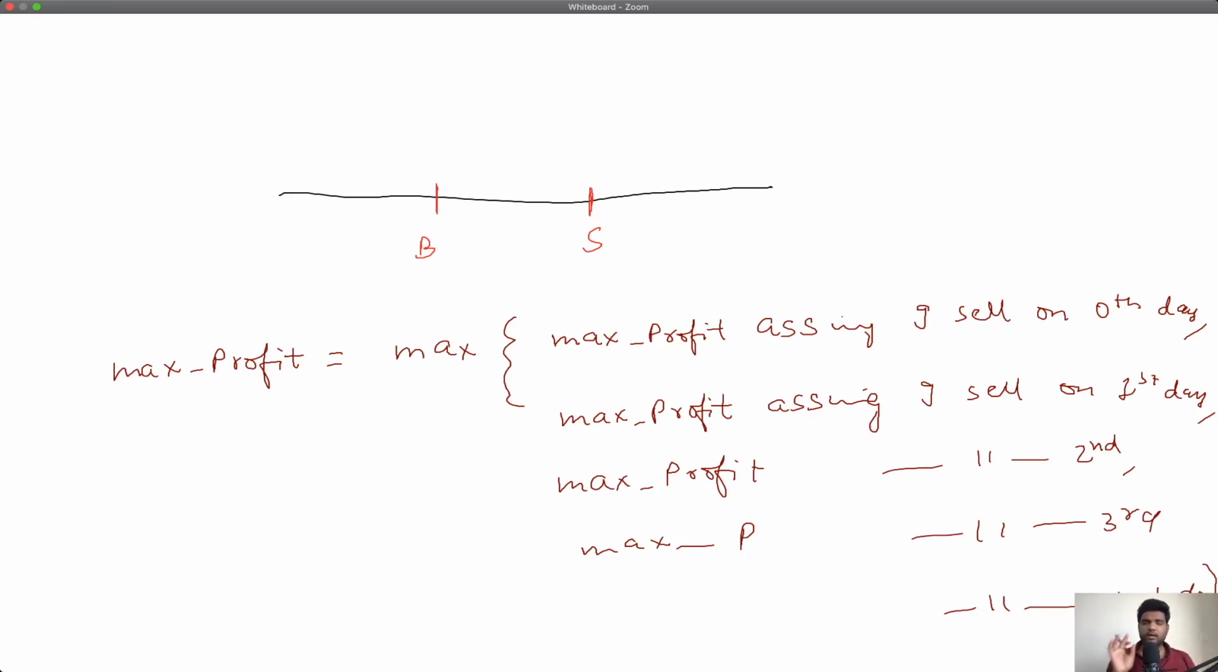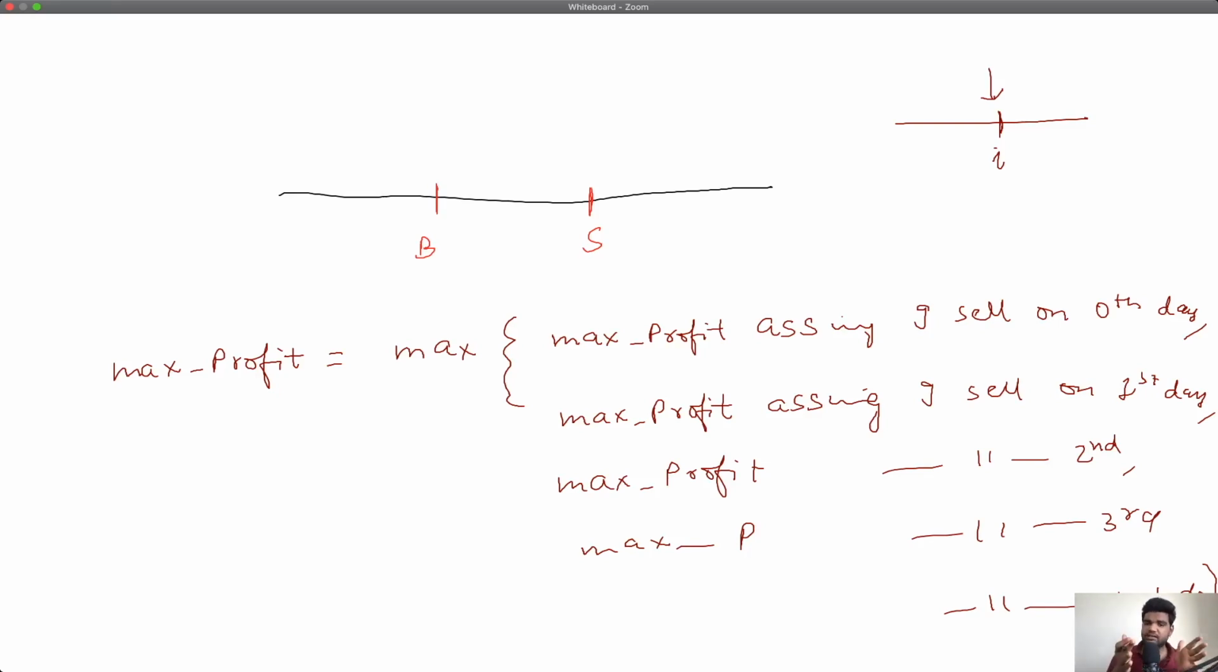Why? Because whatever is the max profit, it will happen when I sell on one day, right? So what I can do is I can find the maximum profit assuming I sell on a given day. So I am guaranteeing that I will sell my stock on that day, what is the maximum profit I can make? And if I do this for all the i's and take the maximum of all of them, then I'm getting the maximum profit overall, because you have no other choice.